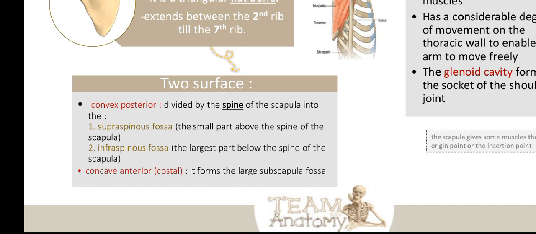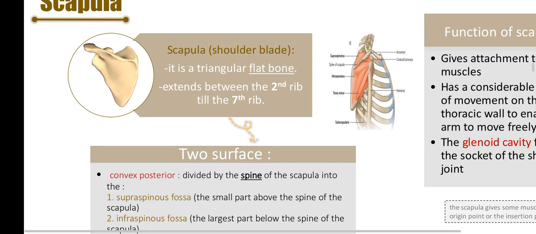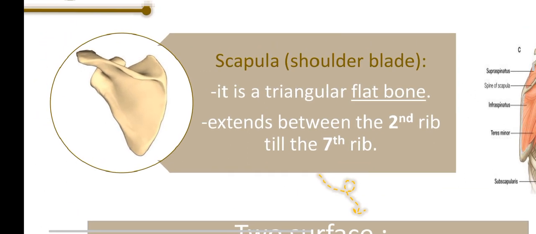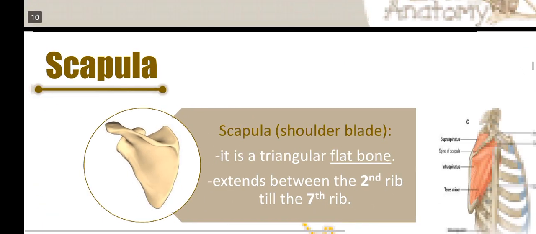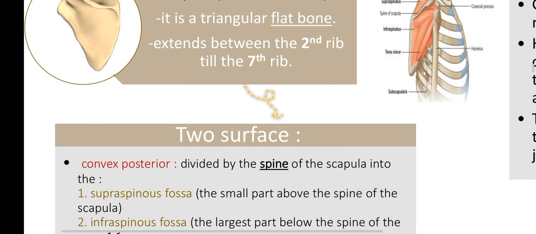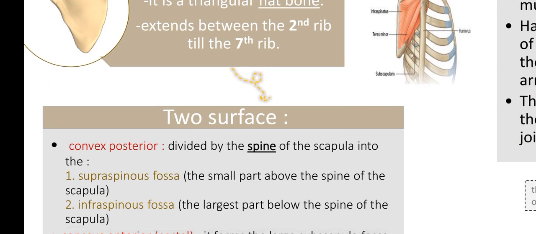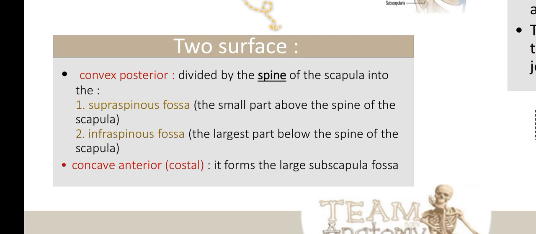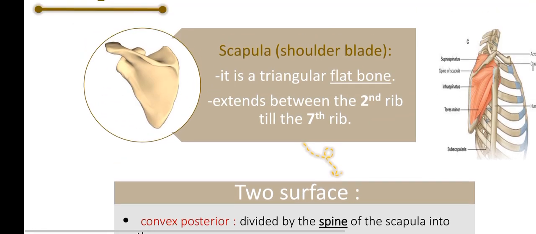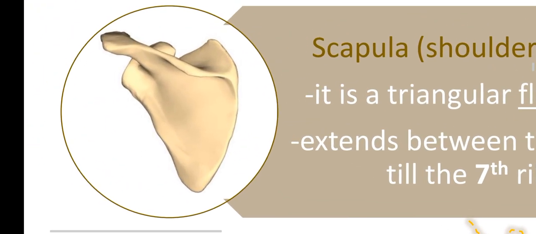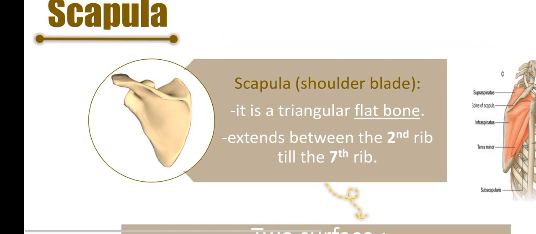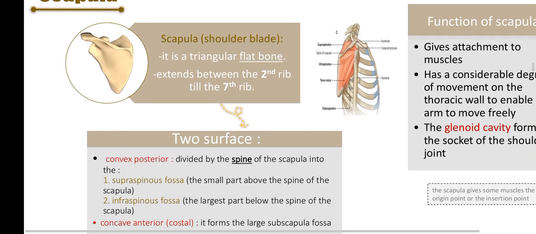The supraspinous fossa is the smaller part above the scapula. You see this small part there? That's the supraspinous. You know what supraspinous is? Supra, it is up. Infra, it is low. What it's just trying to say is that the supraspinous fossa is smaller than the infraspinous fossa. That's just the English that they are using there.